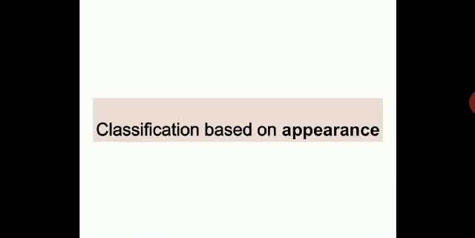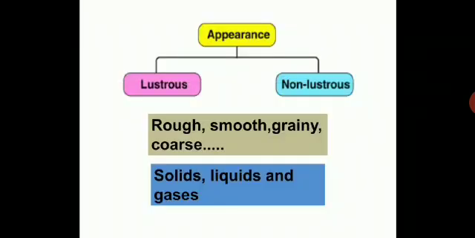Classification we will see first based on appearance. So on appearance you have to take down this in your notebook. So appearance of a surface or a material can be lustrous, non-lustrous, rough, smooth, grainy, coarse. It can be in a solid state, liquid state and gaseous state. So all that comes in appearance because we feel it, it appears to us lustrous, non-lustrous, rough, smooth, grainy, coarse. So this we actually see them. So you have to take this down in your notebook.